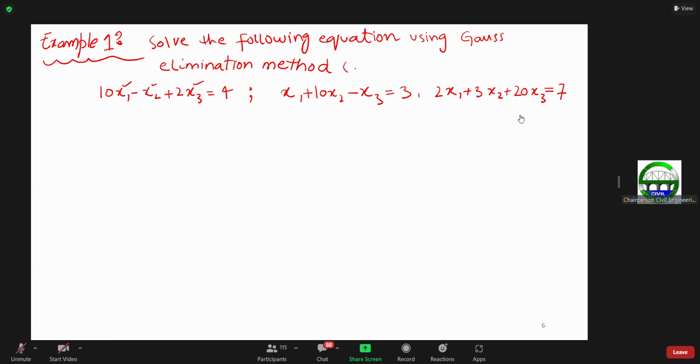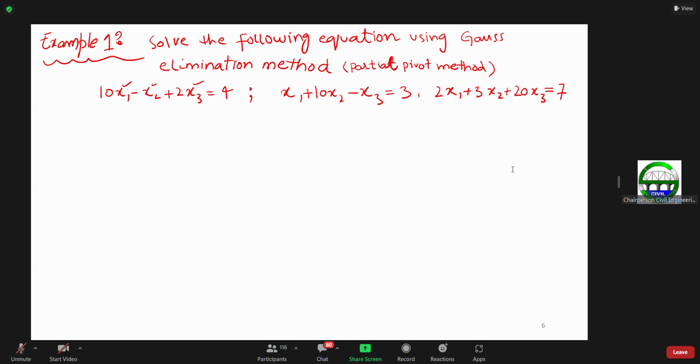And this method is known as the partial pivot method. This is the second name. Sorry, partial, this is the partial pivot method as well. Okay, so this method is also known as the partial pivot method.